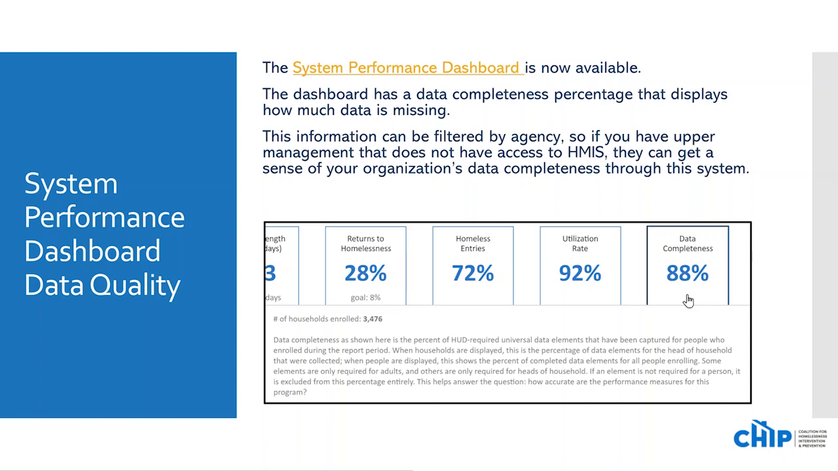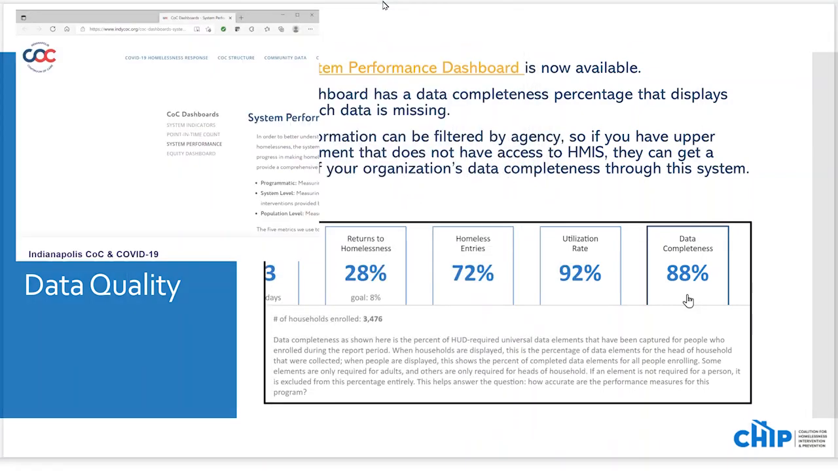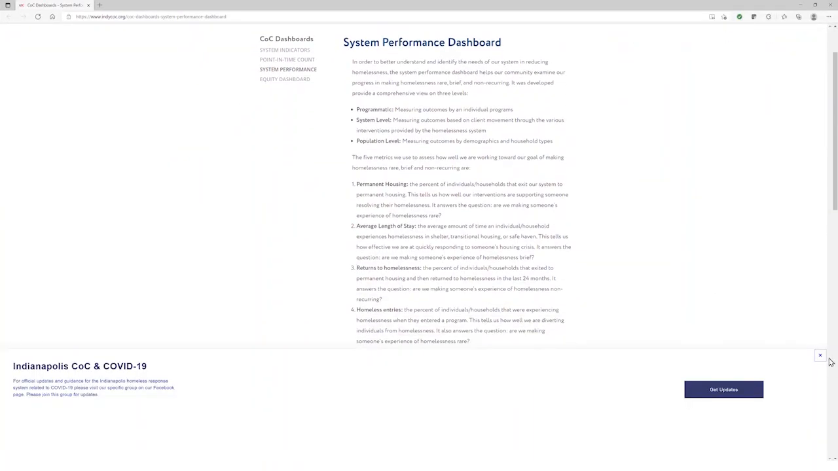We have tools in HMIS to look at these things. We have tools in HMIS to see your data quality and data completeness and all of that. But your ED might not have it. Your board might not have it. And so you can use a system performance dashboard as a way to be able to communicate that to them.